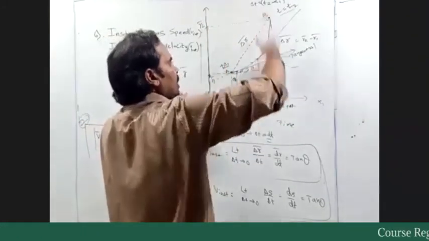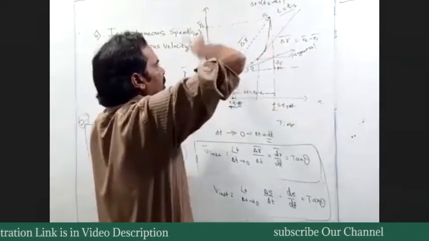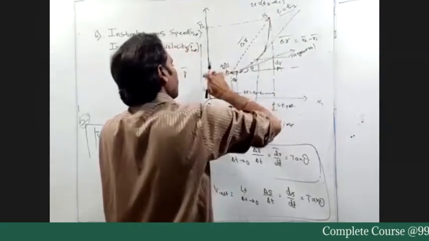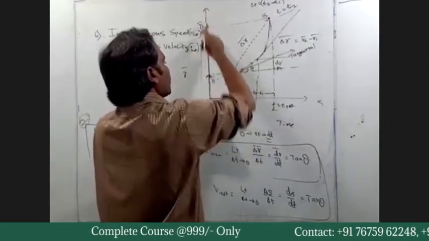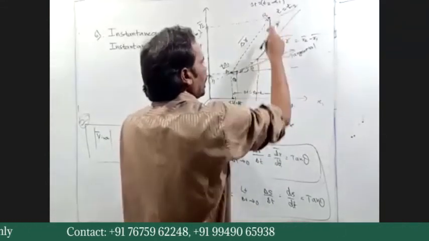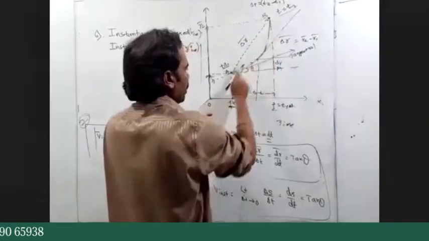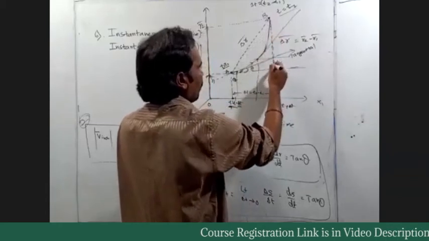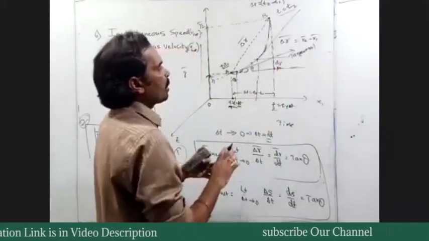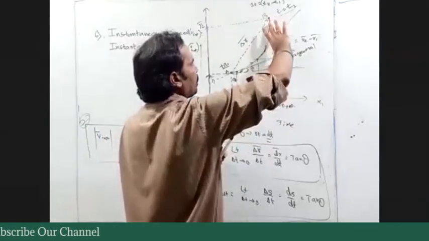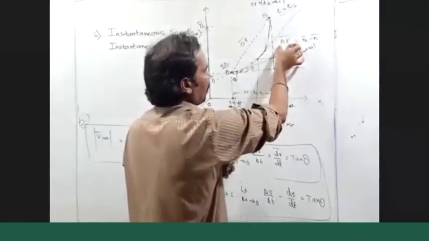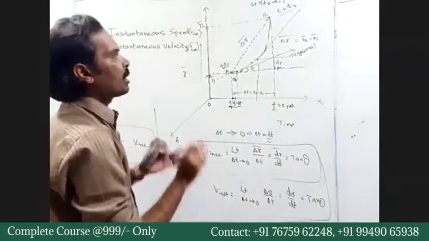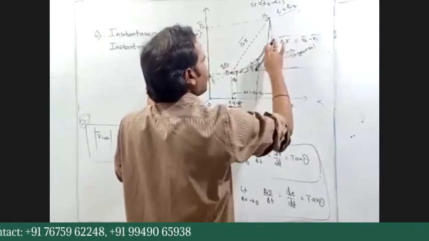So then what is the change in position? We take the change in position on the y-axis. The change in position is delta r bar. This is r1 bar, and this is r2 bar. So for the change in position, from the initial position I draw one normal, and from the final position I draw one normal, and they intersect at point M. Now this MB on the y-axis is equal to delta r bar, the change in position. This delta r bar is equal to r2 bar minus r1 bar. Okay, right.